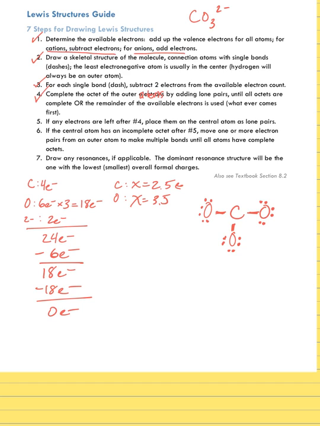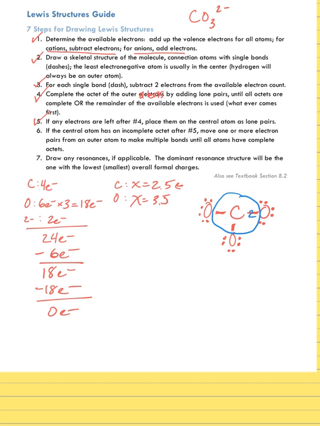Step 5, if any electrons are left after number 4, we put them on the center atom. Well, we don't have any electrons left, so that step is already done. Step 6, if the central atom has an incomplete octet after number 5, move 1 or more electron pairs from an outer atom to make a multiple bond until all atoms have a complete octet. Okay, so does our carbon have a complete octet?